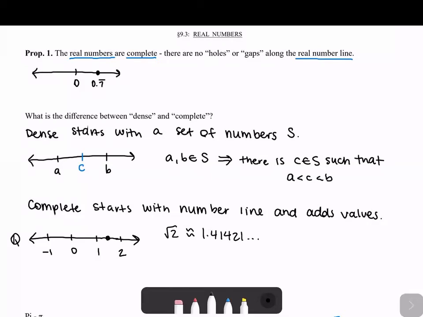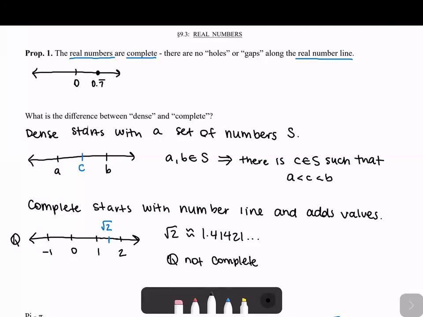So this point on our number line can be, I'm actually going to do it in blue. This point on our number line can be associated to square root of 2, that point on our number line. However, this number isn't on the rational number line because it's an irrational number. So this tells us that the rational numbers are not complete, because there is this point on the number line that corresponds to square root of 2, but we don't have a rational number at that point because the square root of 2 is irrational. So this is why Q is not complete.